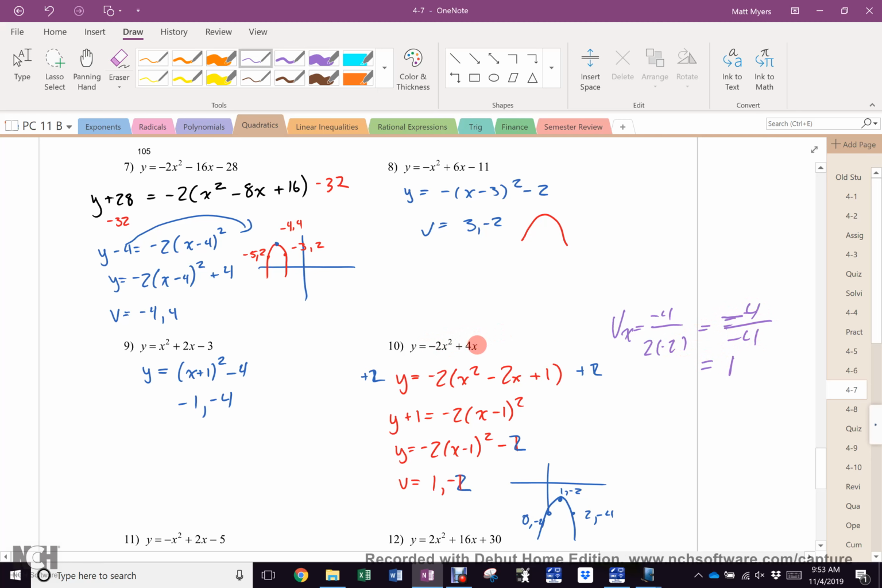plus 4. 1. 1 squared is 1. Negative 2 times 1 is negative 2. Is positive 2. So why did I have negative 2 there? What have I done? Yeah, this should probably be up here. Yes, of course this should be up here, because the y-intercept is 0. This whole thing needs to be up 4.